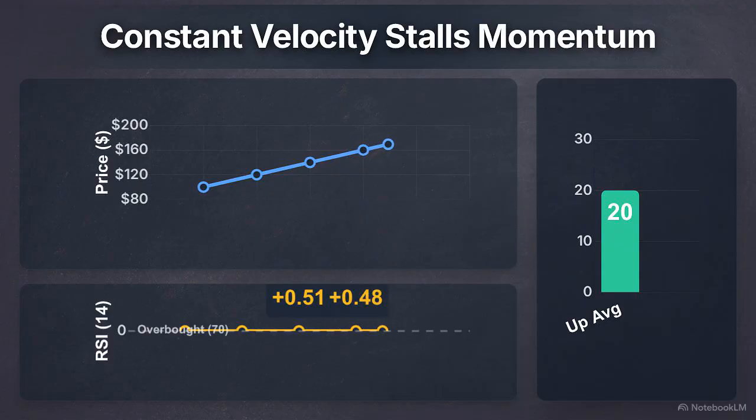To push RSI higher, price velocity must accelerate. If velocity remains constant, the indicator loses its upward slope. This is why RSI flattens in strong trends. Without accelerating velocity, the engine records momentum decay even while price reaches new highs.